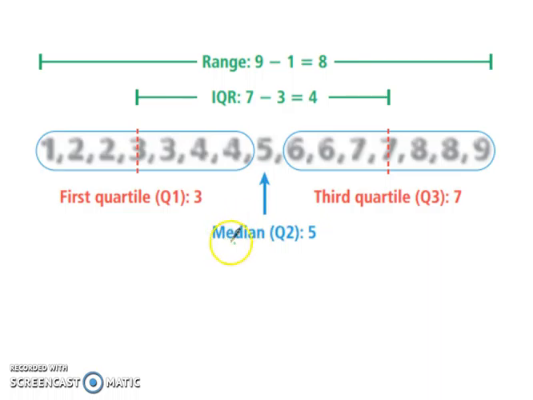Now, you all know how to find the median. That's your middle value. So you count from the left and the right and you find your middle. That's also known as your quartile 2.